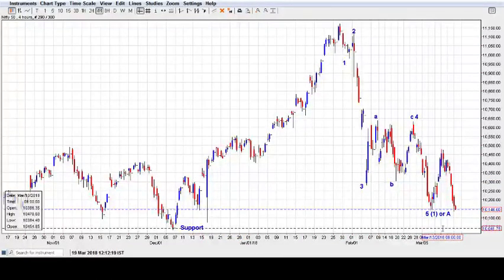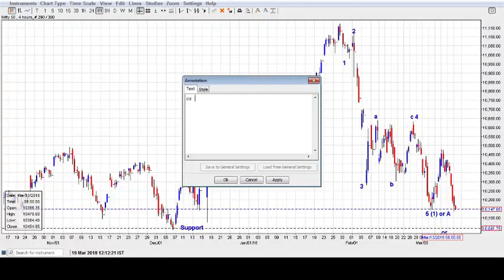And as an alternate, it could be forming the fifth wave lower subsequently, and the first wave of one higher degree or A.